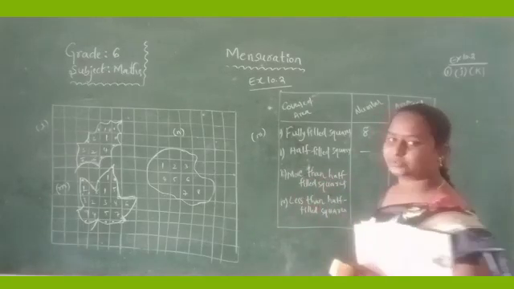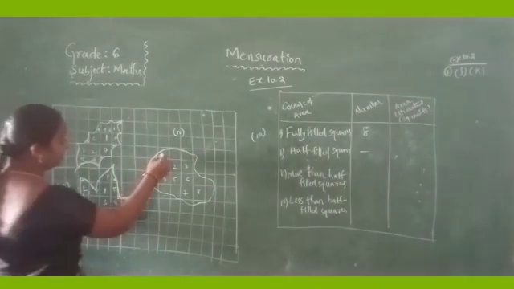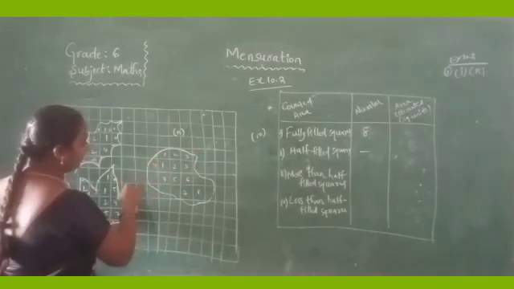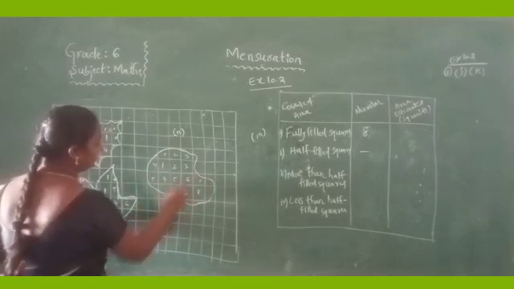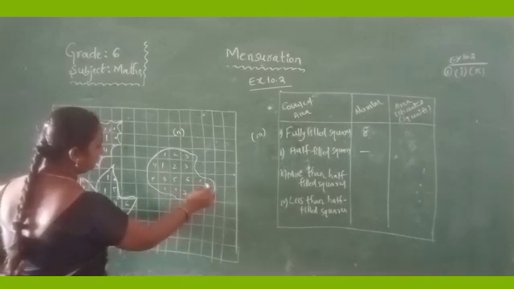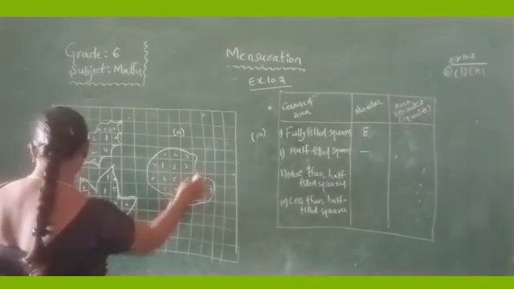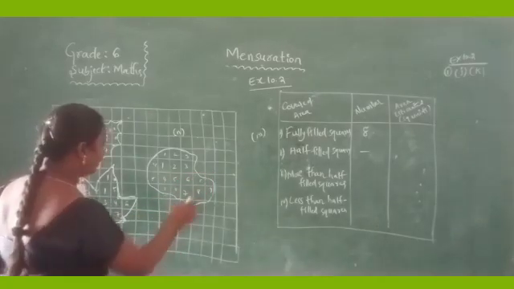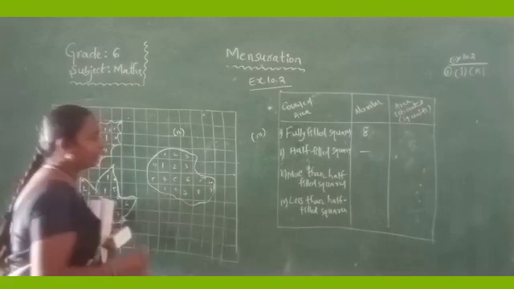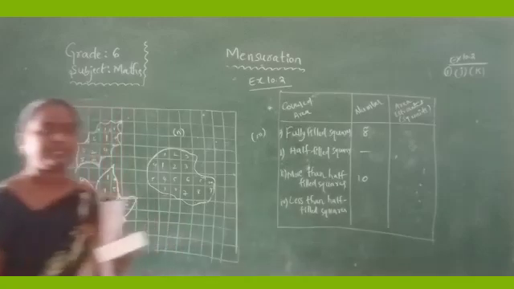More than half filled squares. How many more than half filled squares are there? Count. More than half: 1, 2, this is 3, next 4, 5, 6, 7, 8. Here 9 is there. And this one is exactly more than half, children. So this is more than half. Now tell me how many more than half filled squares are there? 10. Very good. So 10 more than half filled squares.